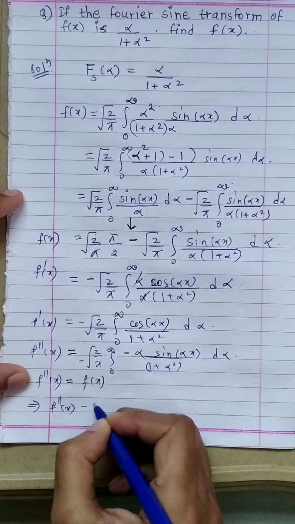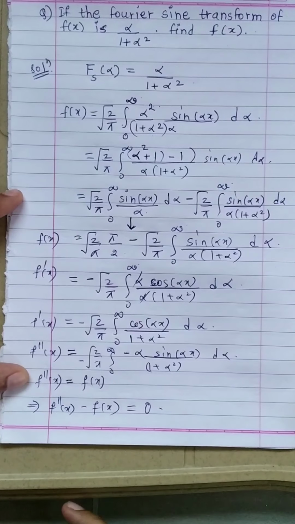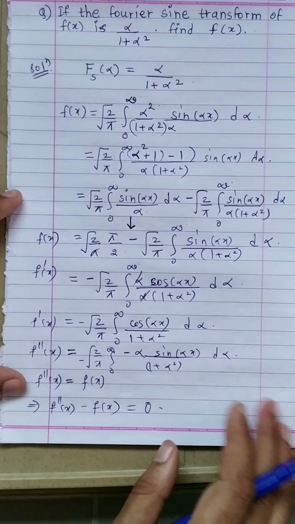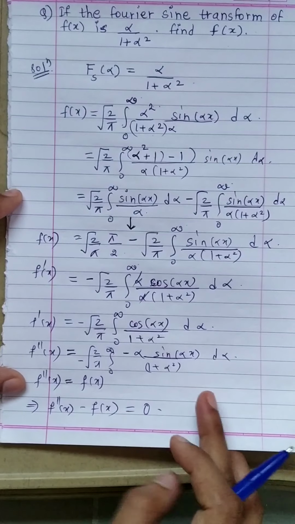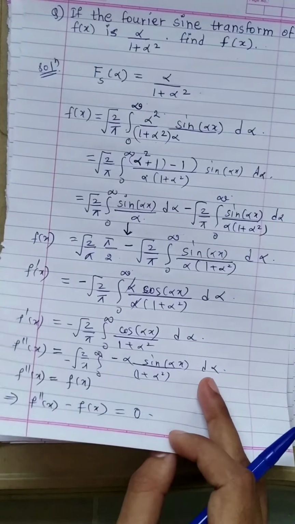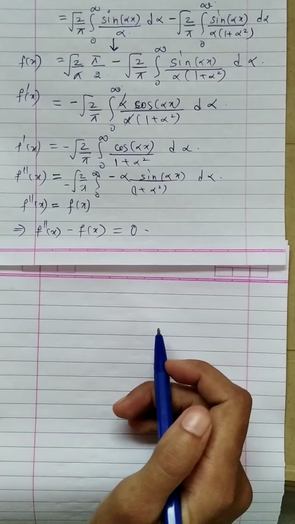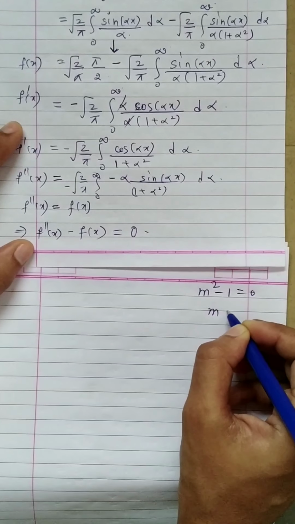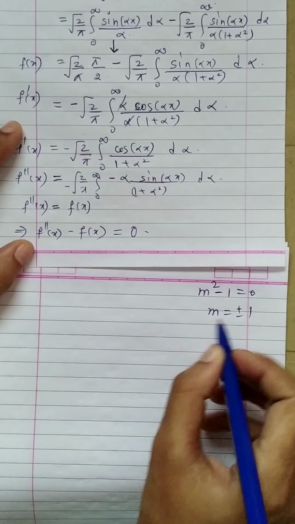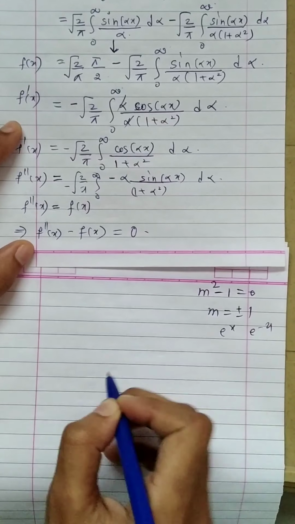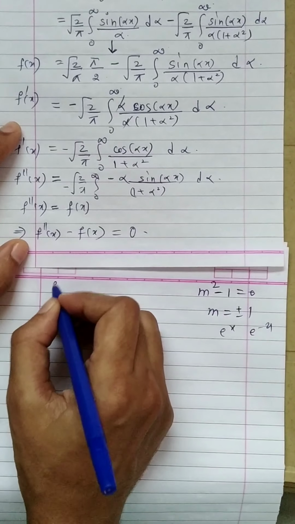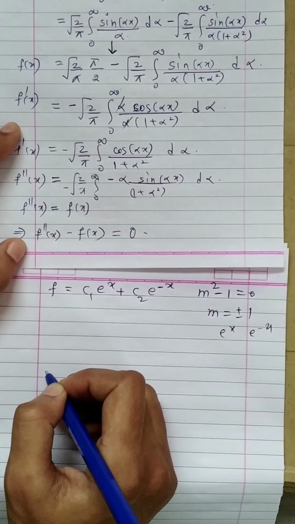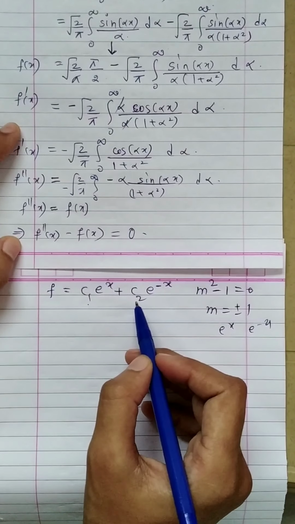What will this give? f double dash of x minus f of x is equal to 0, and we want to find out f of x. This is a second order differential equation with constant coefficients. So we solve it by using the auxiliary equation. The corresponding auxiliary equation will be m square minus 1 equal to 0. So m is equal to plus or minus 1. So the solutions will be of the form e raised to x, e raised to minus x. So the general solution will be f equals c1 into e raised to x plus c2 into e raised to minus x.